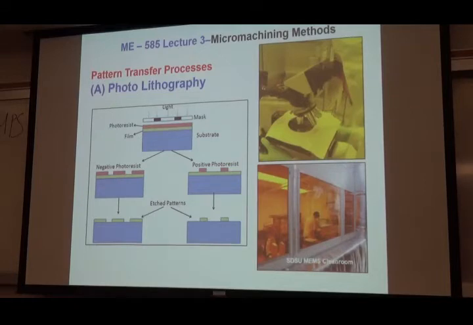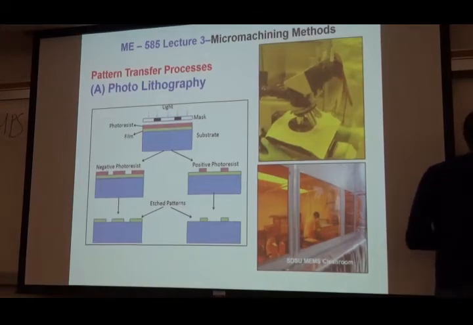And I deposit photoresist. And we said there are two types of photoresist. Does anybody remember? Negative photoresist and positive photoresist. Excellent. Negative photoresist, PR, and positive PR.